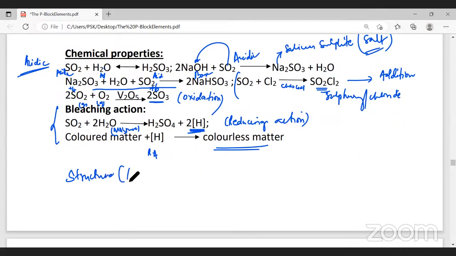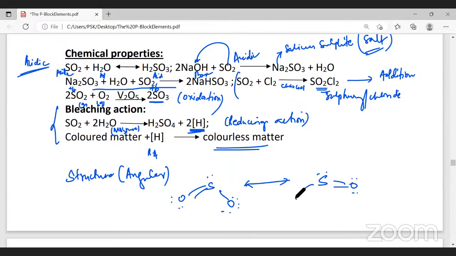Structure of sulfur dioxide is angular structure. Now, when we say angular structure, sulfur dioxide is double bond O, single bond O. You have a pair of electrons on sulfur. You have 2 pairs of electrons here, and we have 3 pairs of electrons here, and a lone pair of electrons. This will be stabilized by resonance. We can write like this. It can be represented as a resonance structure. This is the structure of sulfur dioxide.